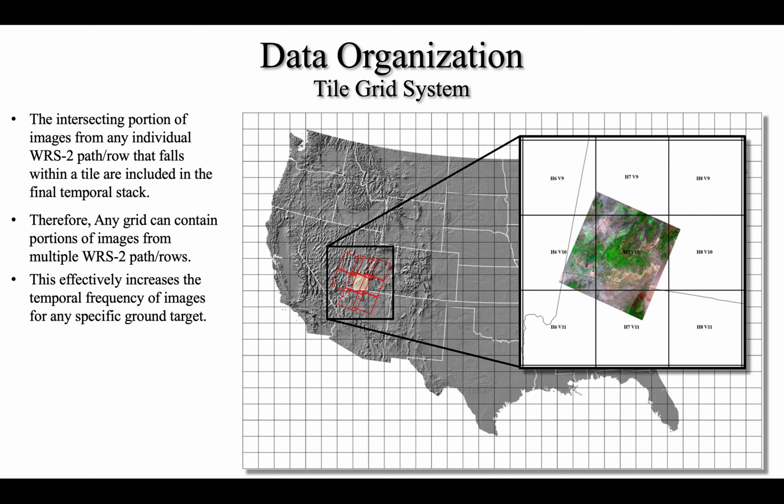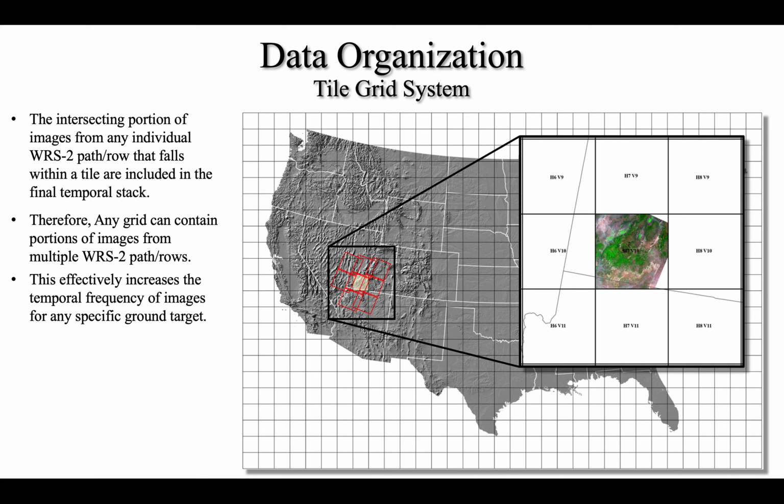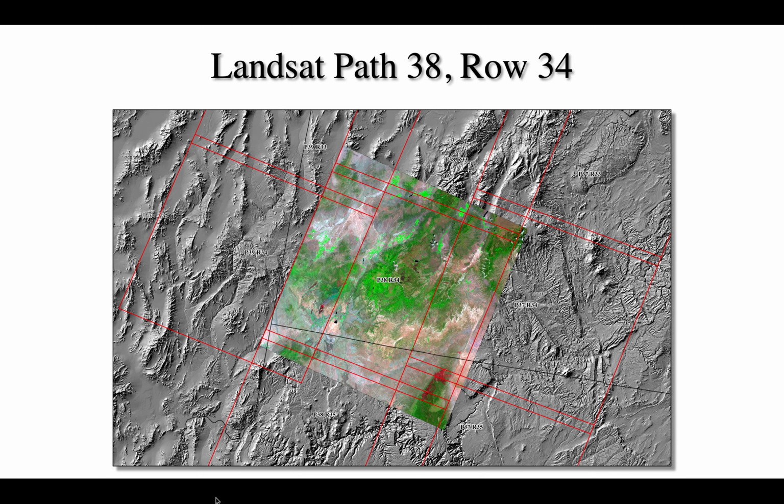Placing the path 38, row 34 image over the H7V10 grid shows us how the original image can intersect multiple ARD grids. For our H7V10 grid, however, only that portion that falls within is retained. To show how this works for adjacent paths, here we have the path 38 row 34 image with the surrounding path row frame superimposed.